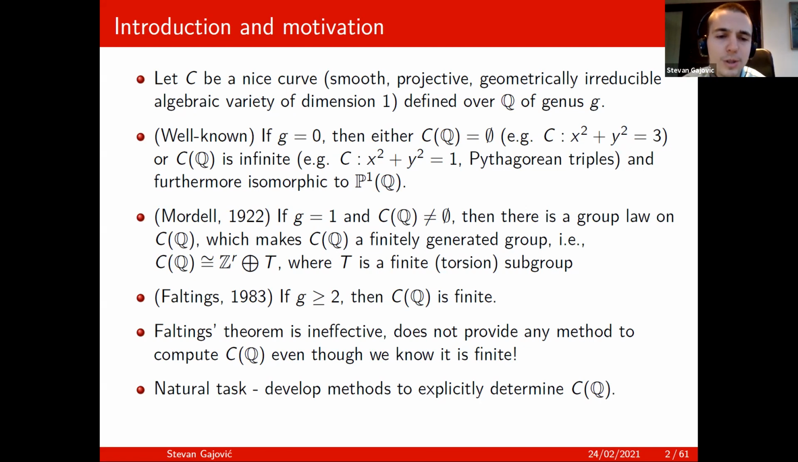Then mostly we will be concerned with curves of genus at least 2, because then the set of rational points is finite. That is the famous Faltings' theorem. However, this theorem is ineffective, meaning that from its proof we cannot find any way to compute explicitly the set of rational points on C. This is still research in progress on how to make Faltings' theorem effective. But we will talk about some concrete methods, the method initiated by Chabauty and some variants of it.